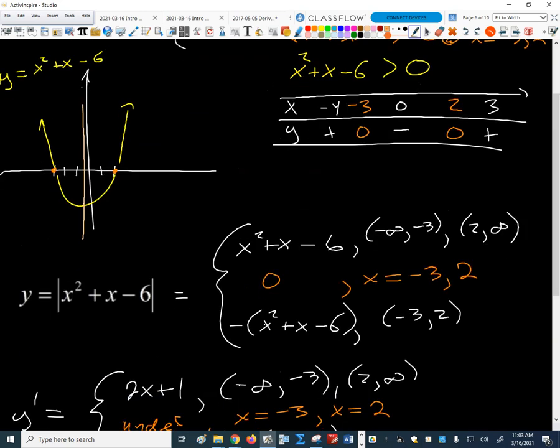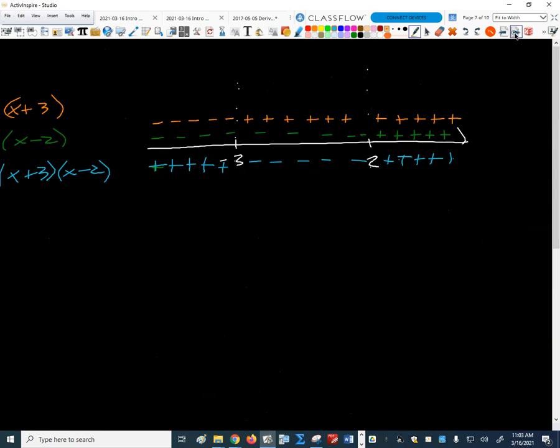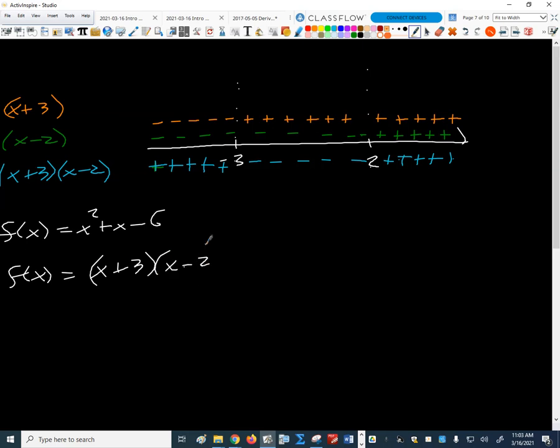Another way we could do this is if we were just to graph the quadratic, if we graphed x squared plus x minus 6. Right? Think of what a graph would be. This might even be the easiest way, which is the same thing as f of x equals x plus 3 times x minus 2. Think about what that graph would look like.